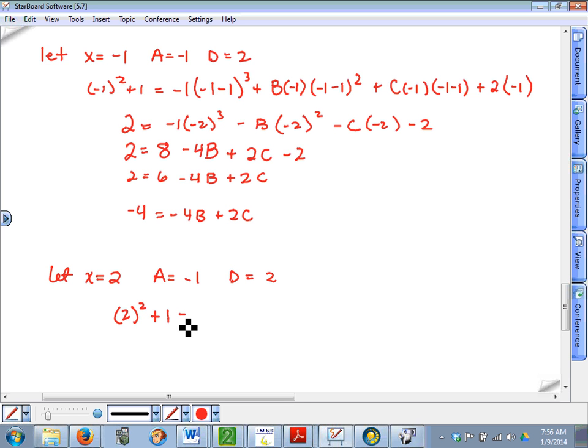2 squared plus 1 equals -1 times 2 minus 1 squared, or to the 3rd power, plus b times 2 times 2 minus 1 squared, plus c times 2 minus 1 plus, what is this last term right here? dx, so that's going to be 2 times 2.